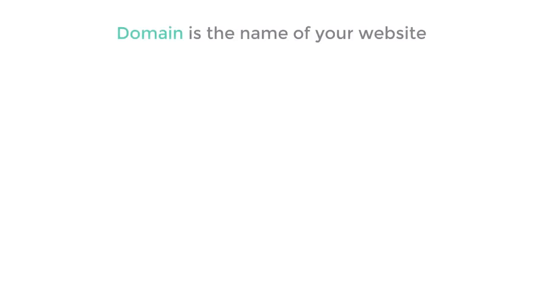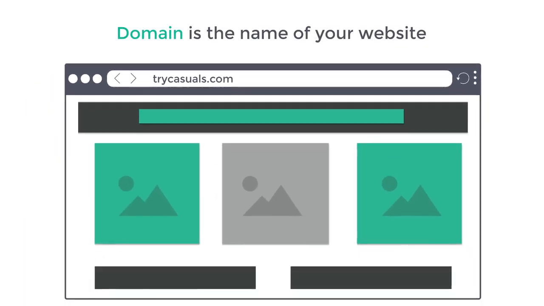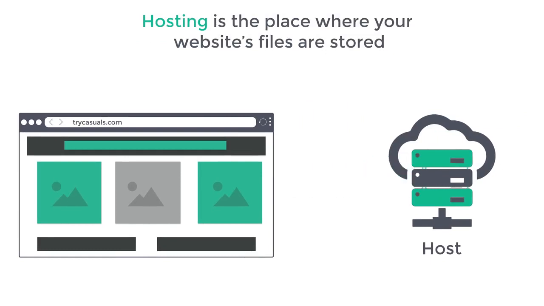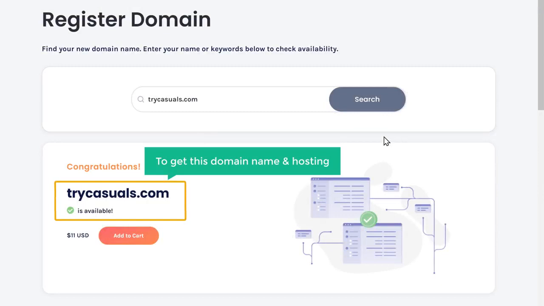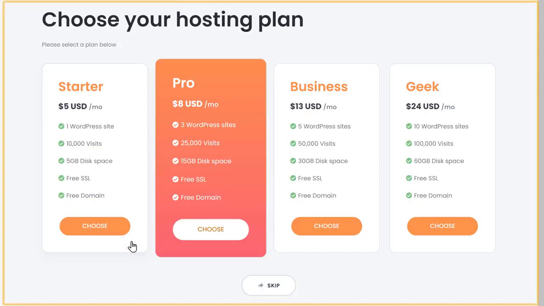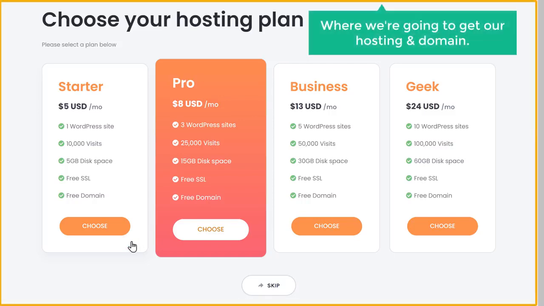hosting. Domain is the name of your website, which people need to enter to visit your site. And hosting is the place where your website's files are stored, like your website's images and files. So to get this domain name and hosting, let's click Add to Cart and then click Continue. And it will take you to this page. This is the place where we are going to get our hosting and domain.